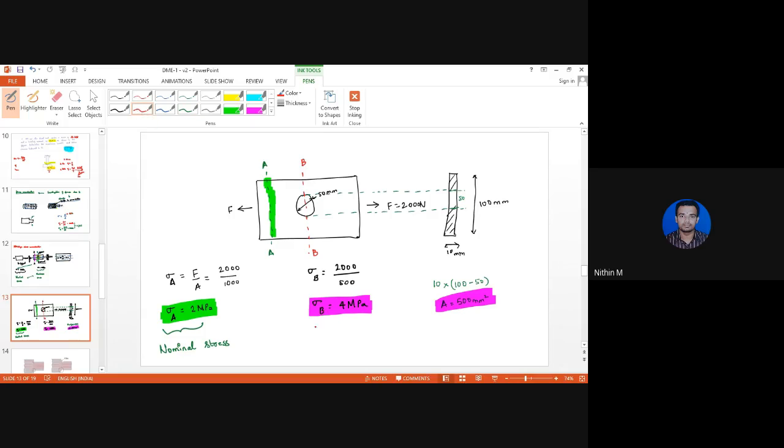Whereas whenever there is a change in cross section of the body, the stress will be very high in that particular region. Well, that is obvious. So this value of stress is called maximum stress, which is denoted by sigma max. This value is represented by sigma norm. Sigma norm stands for nominal stress. Sigma max stands for maximum stress.